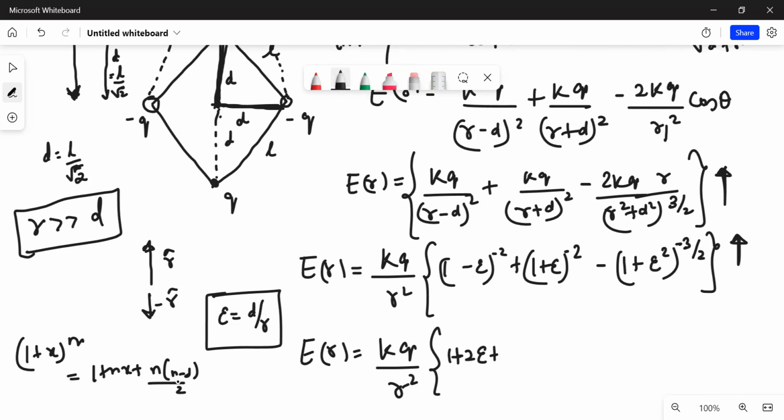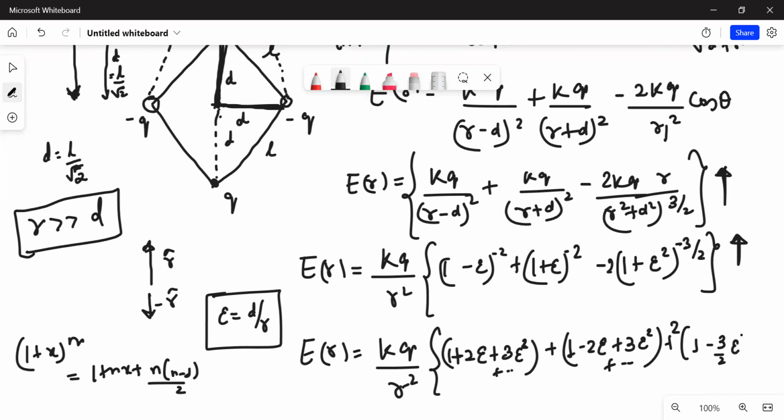Okay, this will be minus 2, so this will be minus 2 into minus 3, and then there will be epsilon squared. So I'll write simply 3 epsilon squared. Is that clear? And there will be some further terms, I'm not interested. Plus 1 minus 2 epsilon plus 3 epsilon squared, you agree? Further terms I'm not interested in. And then again 1 minus, there would be 2 also here, and this will be minus 3 by 2 epsilon squared. I'm not interested in higher terms.